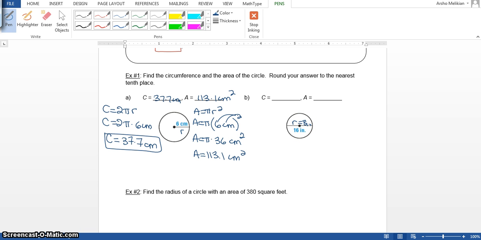Wait, so how'd you get 36 again? 6 squared. Oh, so you do the exponents first?